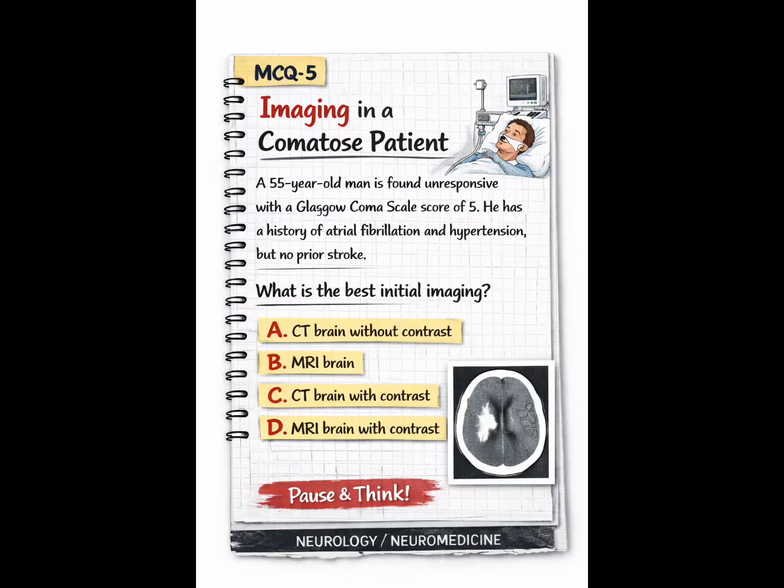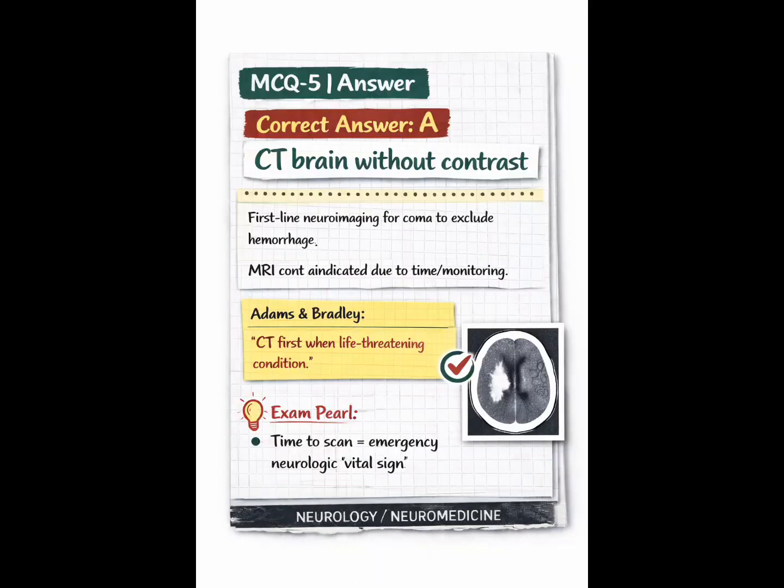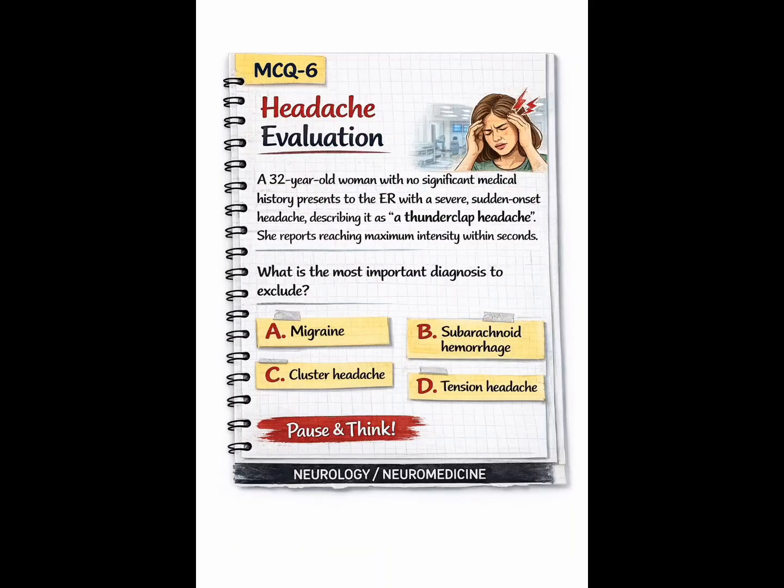A comatose patient presents with acute neurological disorientation. What is the best initial neuroimaging? The answer to this question is again CT brain without contrast. These MCQs highlight the fact that a non-contrast CT is very vital in emergencies, as speed and safety come first.